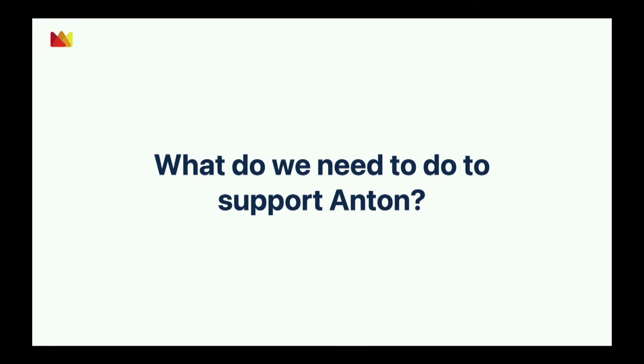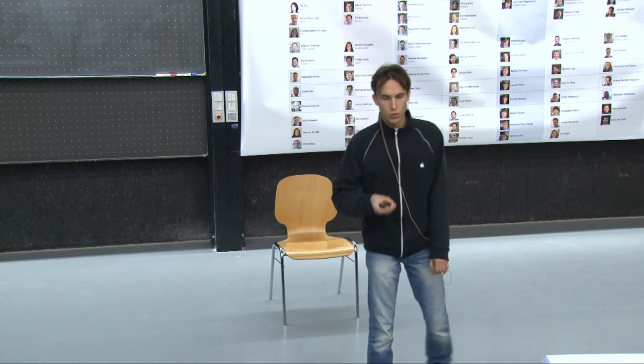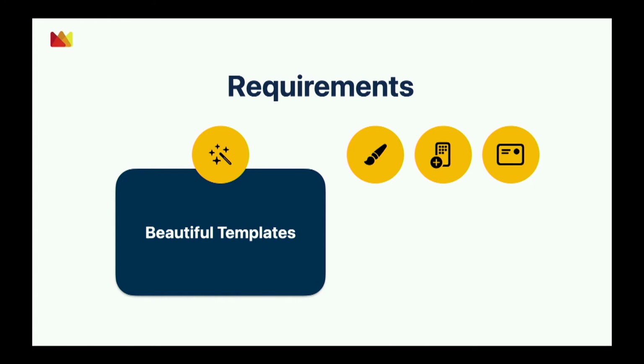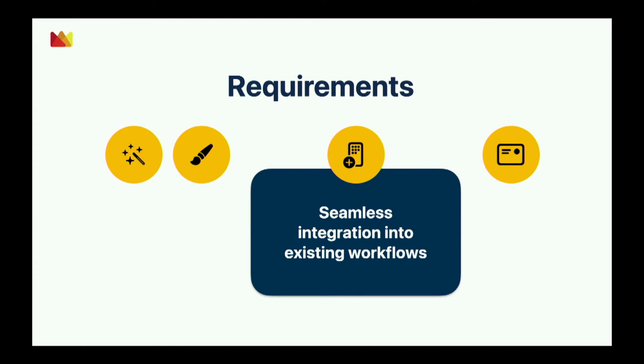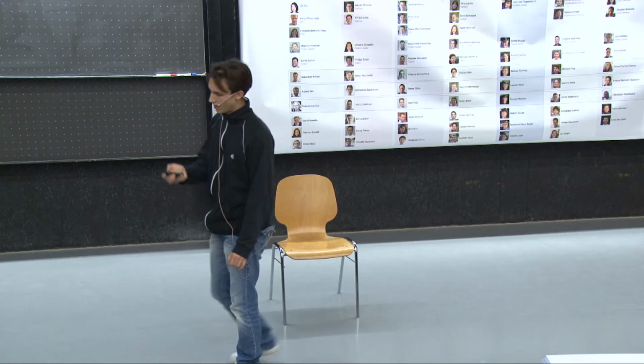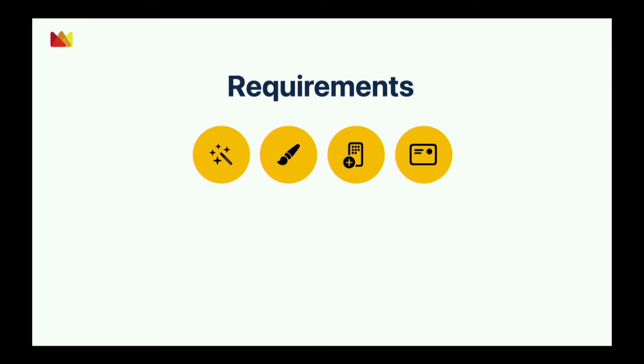So what can we do to support Anton with this problem? We need to create a mobile email creation application, right? So what kind of requirements would such an app have? First of all, we would need to provide beautiful templates that Anton can then intuitively edit. In addition to all of this, the app has to seamlessly slot into the existing iOS workflow. And obviously, we need to provide some kind of HTML output at the end for Anton to actually send the mail.